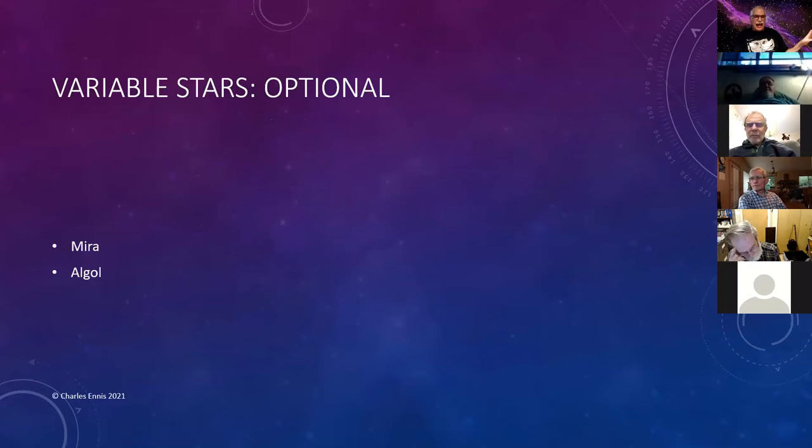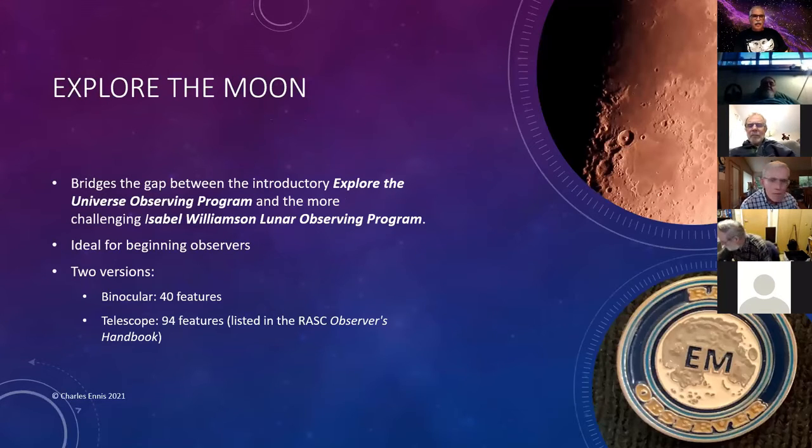One of the things that they added to the new edition of the Explore the Universe is variable stars, and in particular Mira and Algol, and they're in this part of the sky, so this is something that you might want to look into, but again, it's an optional thing. So there are other programs you can also get into. Explore the Moon is one that I've done. It's a very simple program. It's a similar sort of deal.